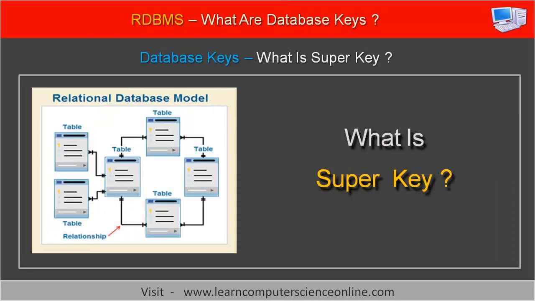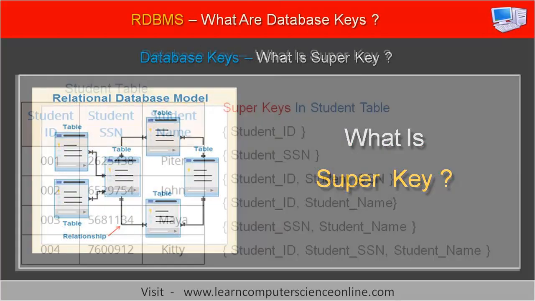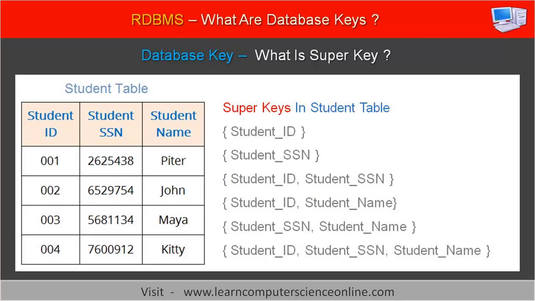Let us now understand what is superkey. The term superkey is defined as either a single attribute or a group of attributes that can be used to uniquely identify each record in a table. The superkey is the most general form of unique key. The table can have many superkeys. A set of superkeys is usually a superset for other keys.